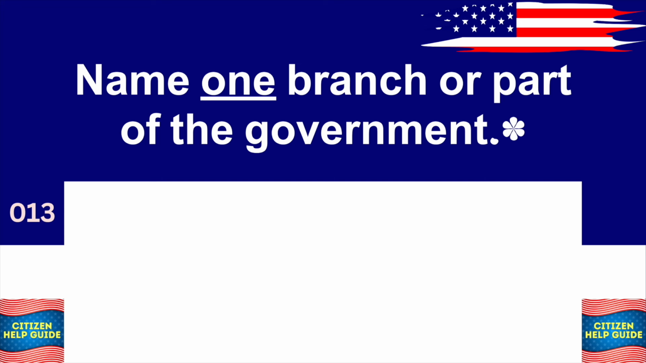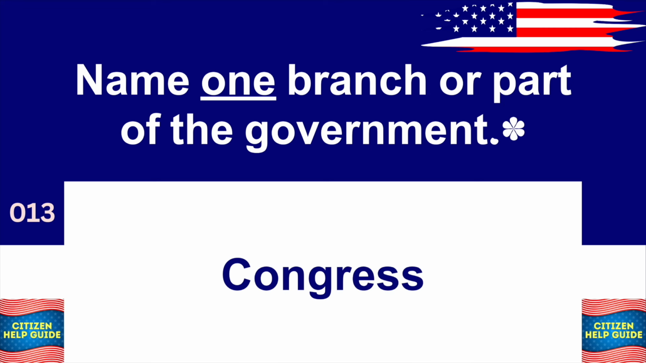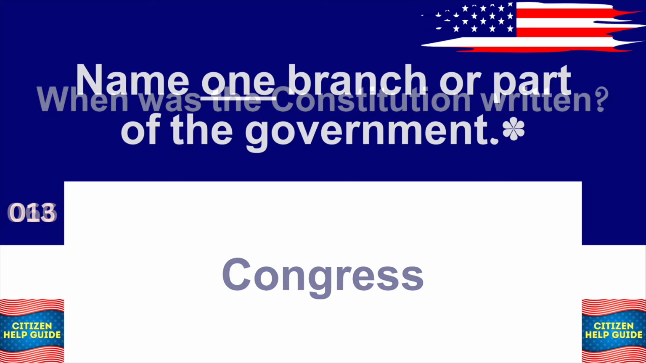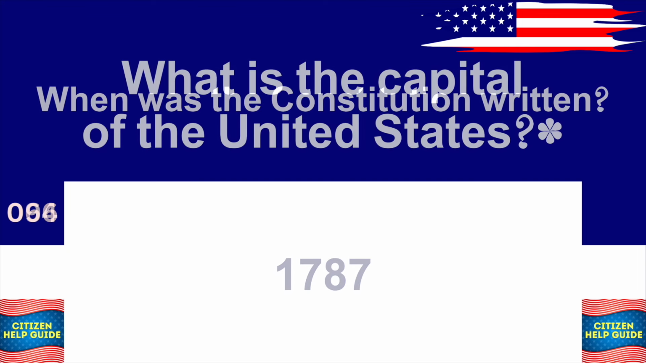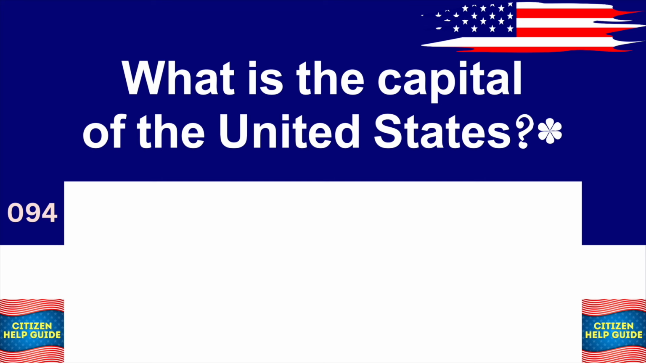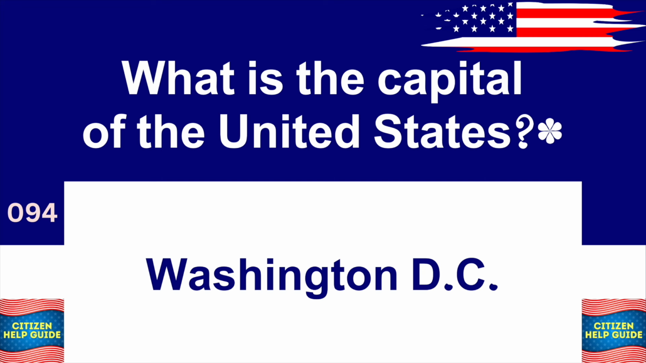Name one branch or part of the government. Congress. When was the Constitution written? 1787. What is the capital of the United States? Washington, D.C.